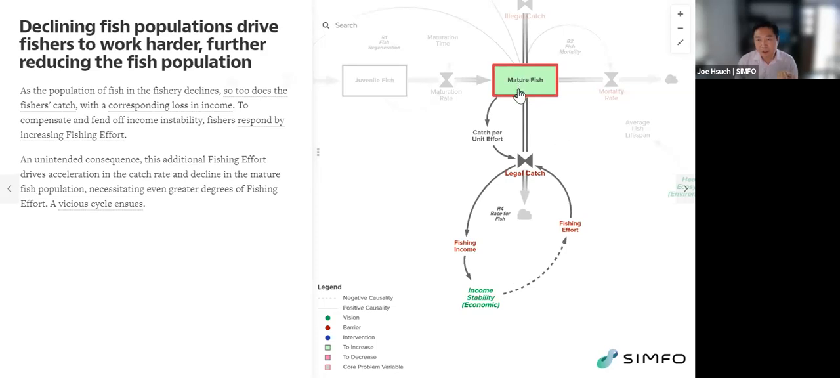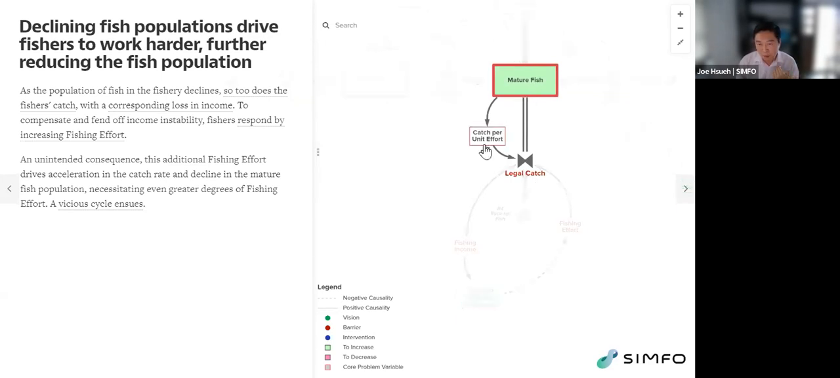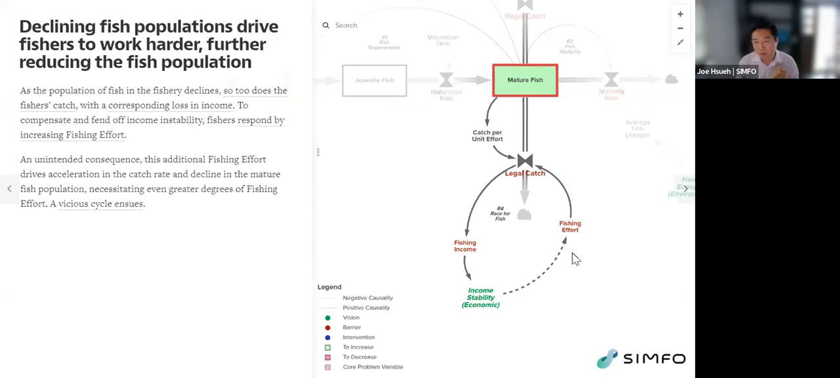If you have less fish in the ocean, you have less catch per boat, right? Every time you go out and catch, you catch less. So less catch, less income, less stability triggers more fishing effort. When you catch less every time, you go out twice instead of one time a day. So your fishing effort goes up, which causes you to catch even less fish per boat, and you fish even harder, right? This is what we call a race for fish.